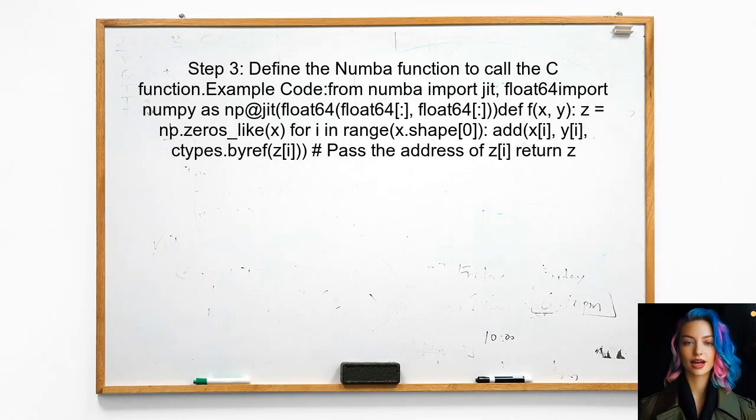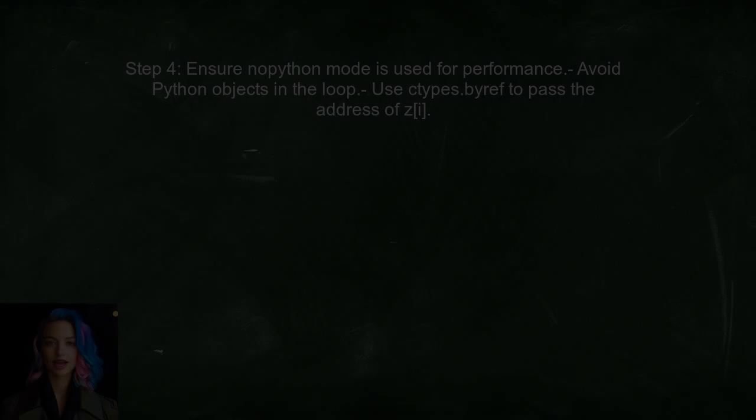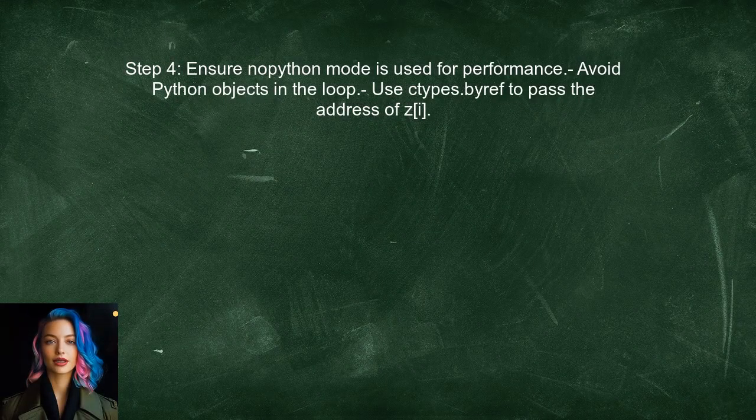Now, the user can define the Numba function. This function will iterate over the elements of the input arrays and call the C function for each pair of elements. Finally, the user should ensure that the Numba function is executed in nopython mode for optimal performance. This means avoiding Python objects within the loop.